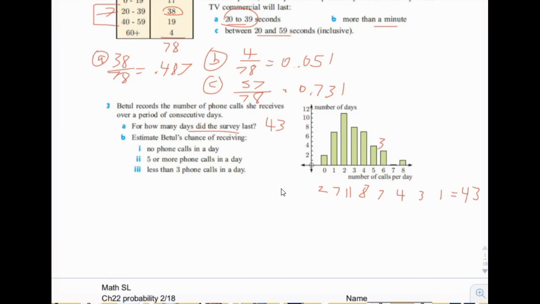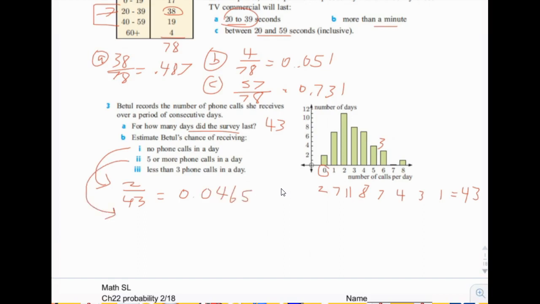Estimate her chance of receiving no phone calls in one day. So that would be, no phone calls would be 0, so that would be 2 out of 43, which is 0.0465. Okay. What about number 2?